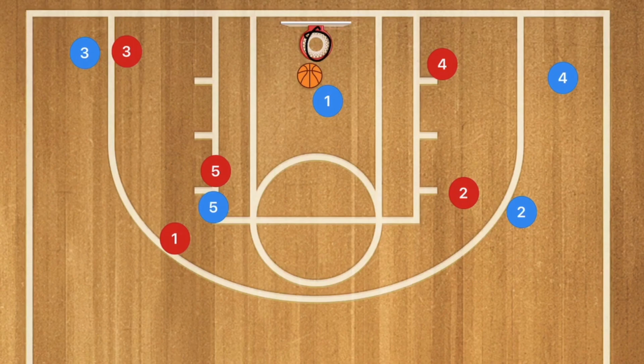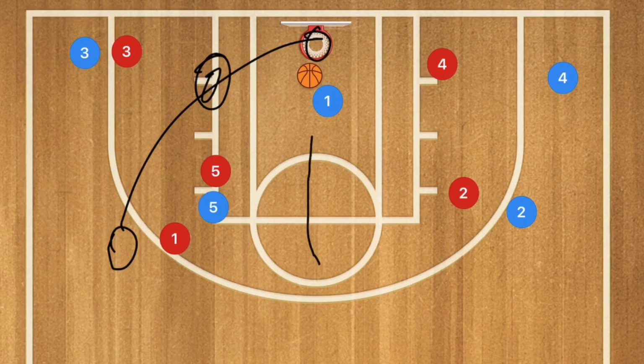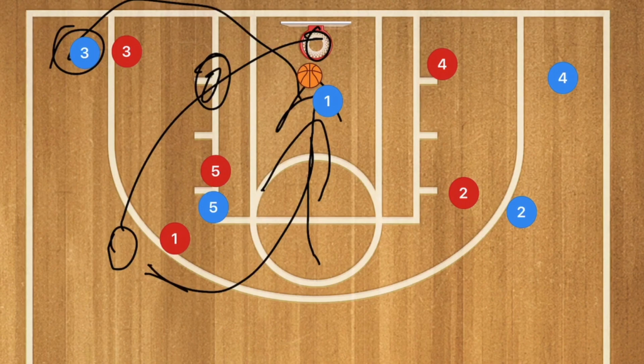So we have 3 options. Player 1 hitting a 3, player 5 being in the post, actually 4 options, player 3 cutting towards the rim and then possibly a 3-point shot out there. And then our 4th option is player 1 cutting backdoor using the back screen from player 5.